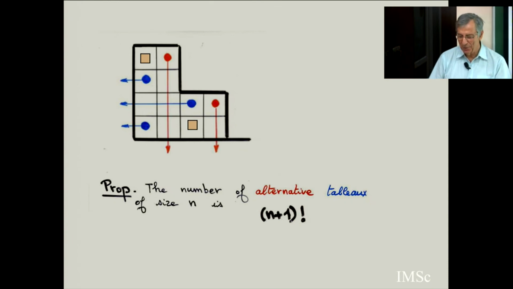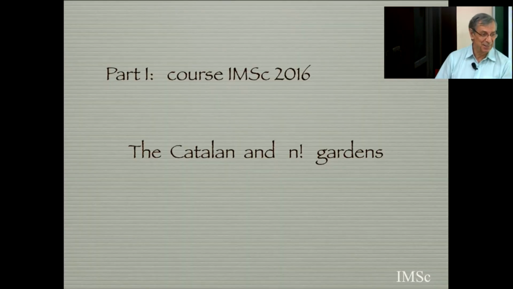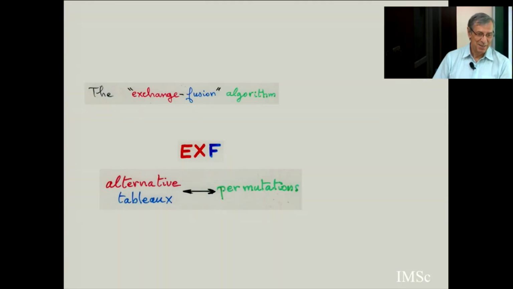So alternative tableaux are in bijection with permutations. This is not obvious. We are again back to the Catalan and n factorial garden. There are different algorithms, many papers in the literature showing that this is a permutation. There is an algorithm I will show you in the class, which goes from alternative tableau to permutation. I call this algorithm XF because it's the exchange-fusion algorithm. Sometimes you exchange some blocks, sometimes you glue them together.